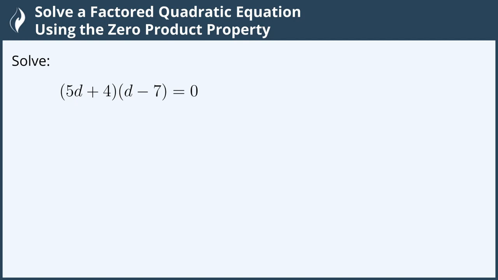Hi everyone! In this video we will solve a factored quadratic equation using the zero product property. Solve (5d + 4)(d - 7) = 0.